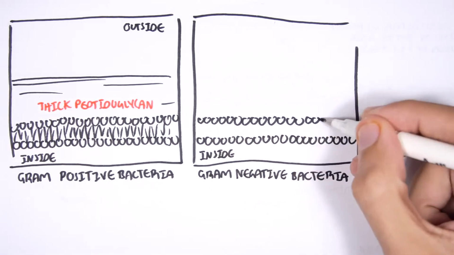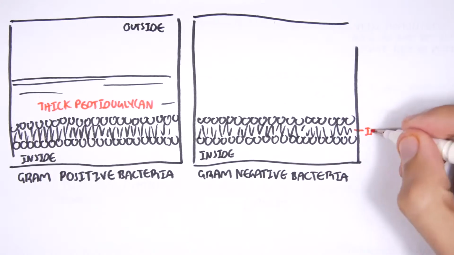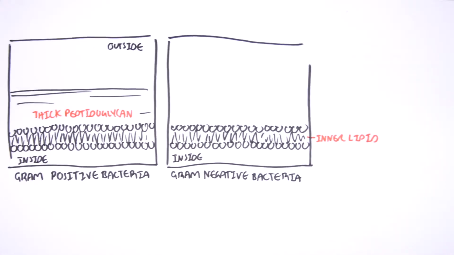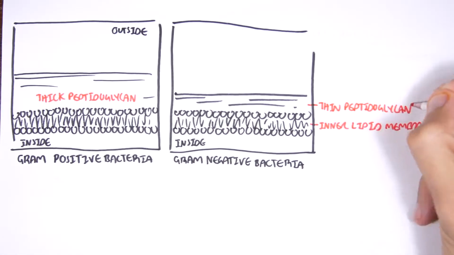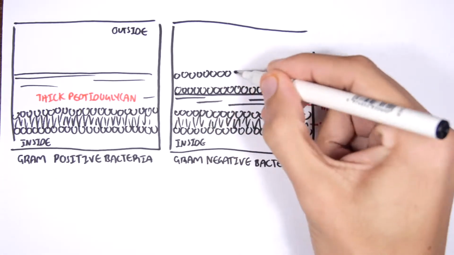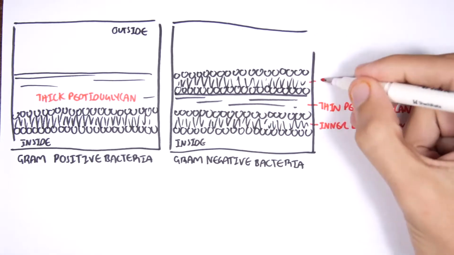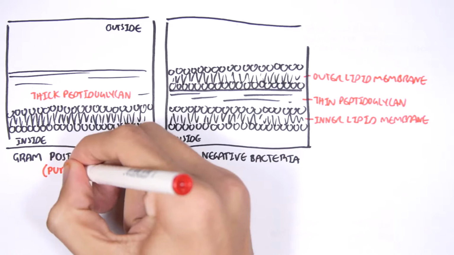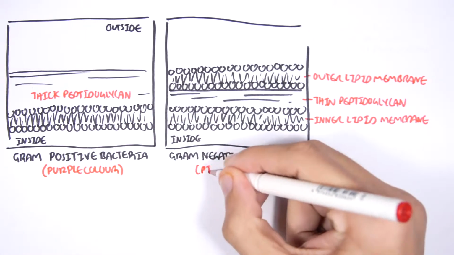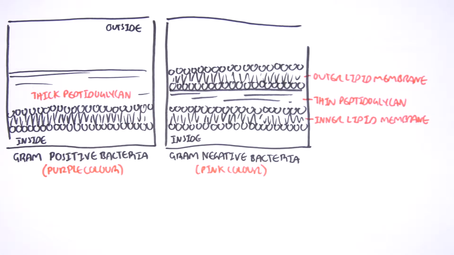The gram-negative bacteria, on the other hand, also has an inner lipid membrane, but instead has a thin peptidoglycan layer, and then another outer lipid membrane. So it has two lipid membranes. These layers are what give gram-positive its purple color upon gram staining, and the gram-negative bacteria its pink color upon gram staining.